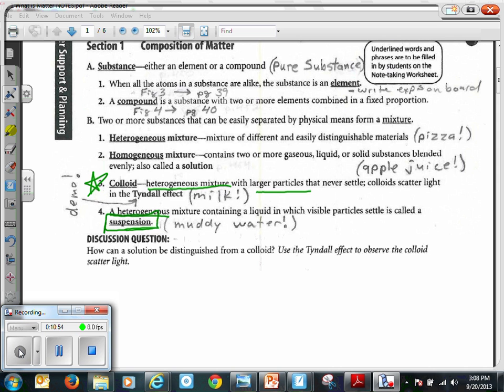But a colloid is different. The particles are small enough, and the interaction with the liquid that they're in is such that they never settle out, okay?